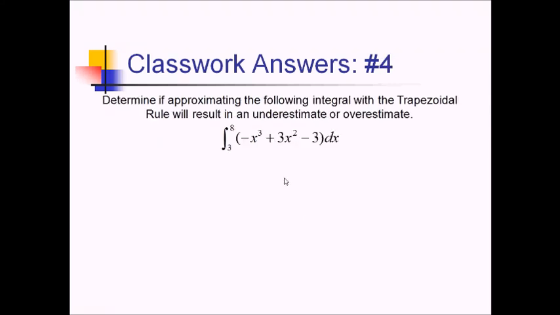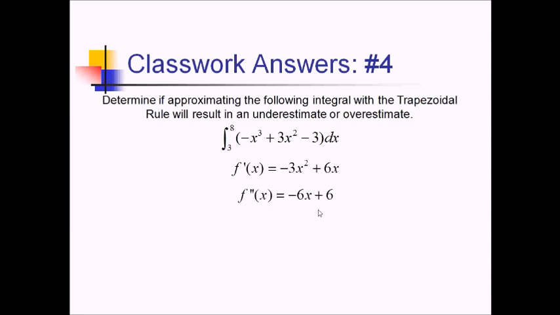On this problem, we want to determine if approximating this integral with the trapezoidal rule will give us an under or over estimate. So for that, we need to figure out the concavity of this function over the interval from 3 to 8, and that'll tell us which way the trapezoidal rule is going to go. So first derivative, we've got -3x squared plus 6x. Then we need another derivative. That's going to be -6x plus 6.